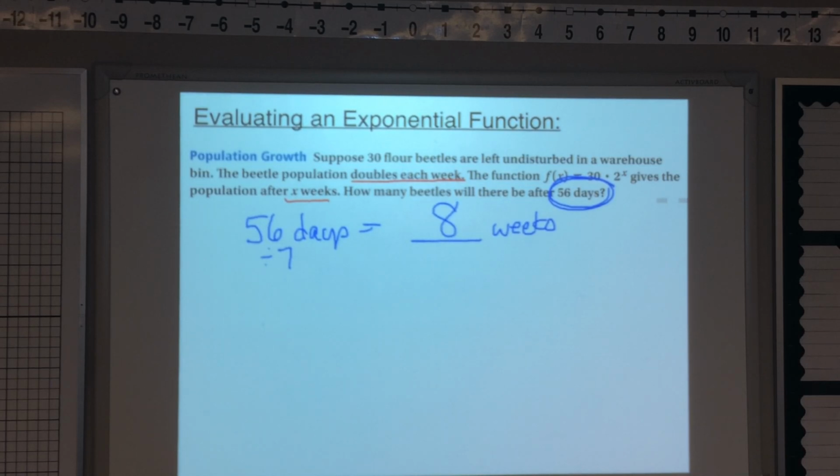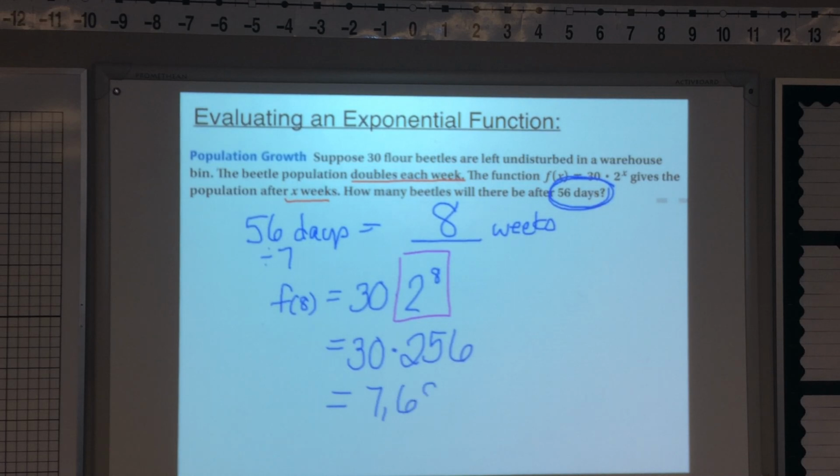And now I'm ready to evaluate my function by substitution. So we have f of x, and if you want to sub an 8 right there, remember that's what that is saying, f of 8, finding the value after 8 weeks, equals 30 times 2 to the 8th power. So to evaluate this, we follow the order of operations, and the first thing we do is our exponents, okay? 2 to the 8th power, if you don't know that, type it into your calculator. You get 30 times 256, which when you multiply out is 7,680, and it's a word problem, so we need to label it beetles.